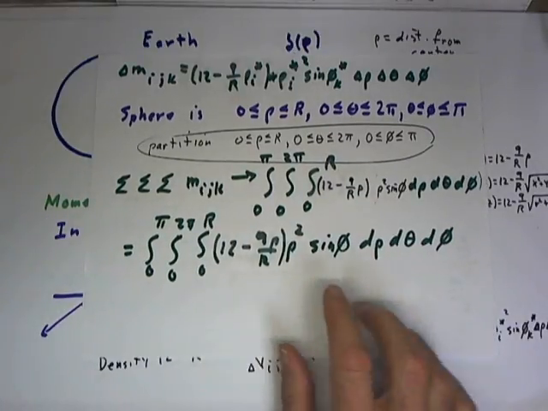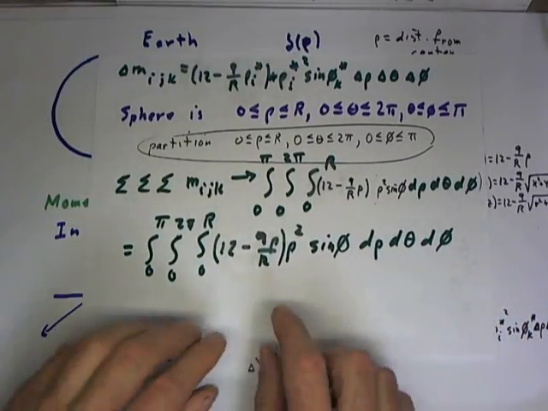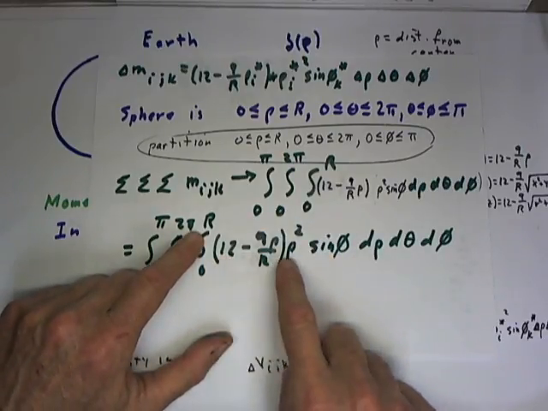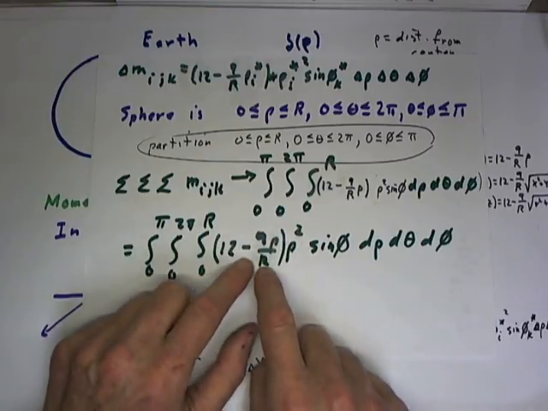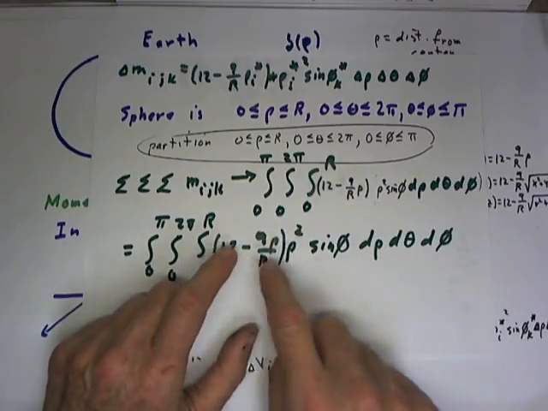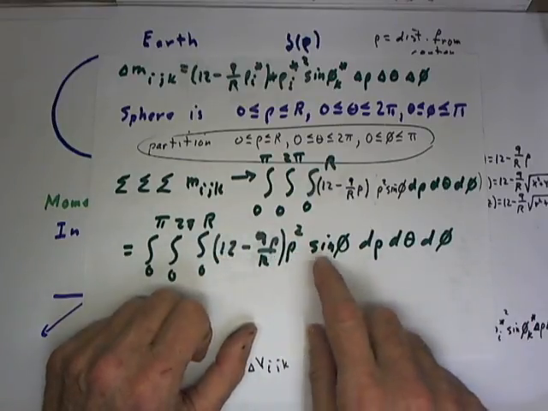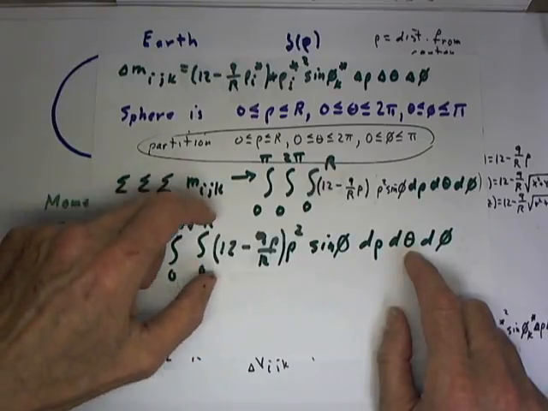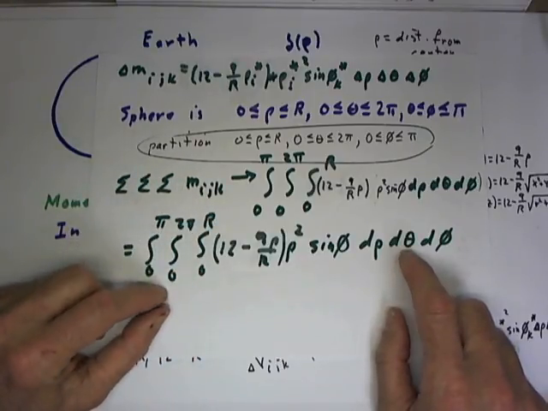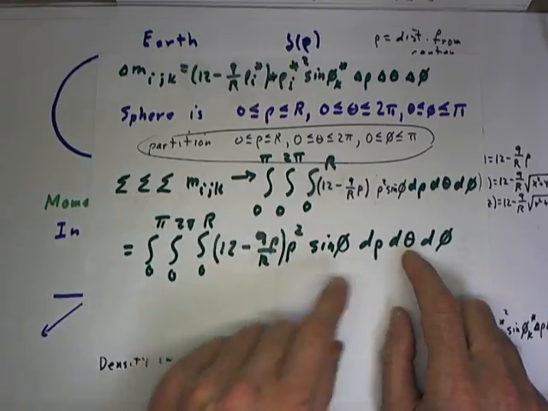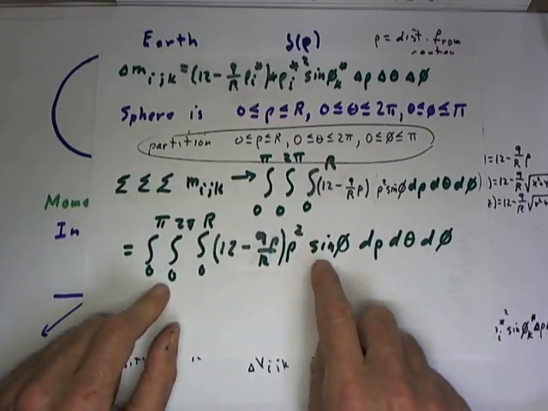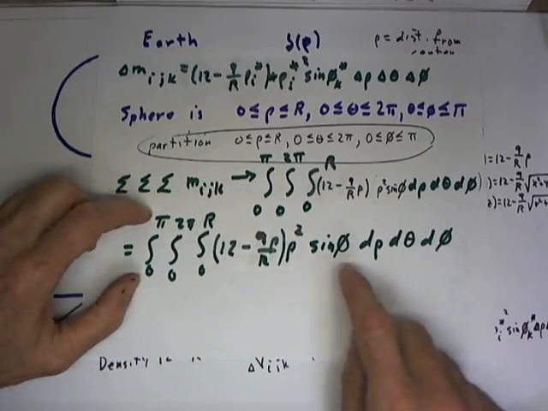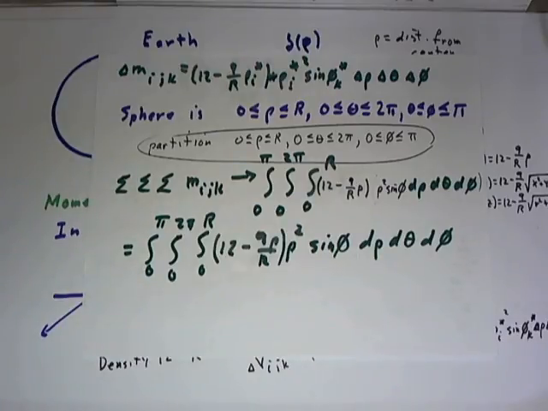Now this integral is going to be very easily performed. We simply expand the polynomial here. We get 12 rho minus 9 rho cubed over big R with respect to rho, just a polynomial. Then we're just going to integrate. We have no theta dependence in our rho limits, so we're just going to integrate theta from 0 to 2 pi. That's just going to give us 2 pi. And then we integrate the sine of phi with respect to phi between 0 and pi, and the result's simply going to be 1.